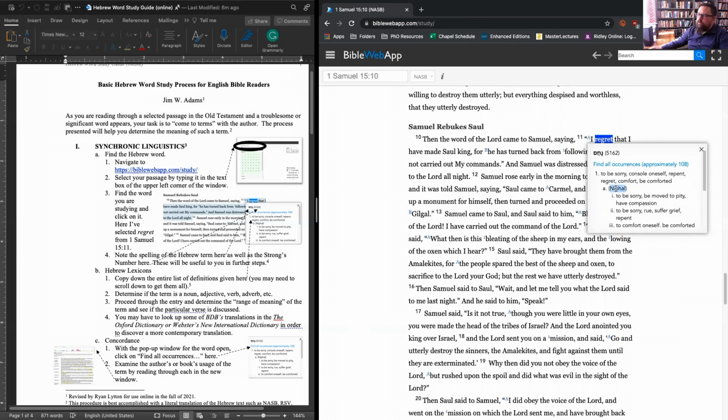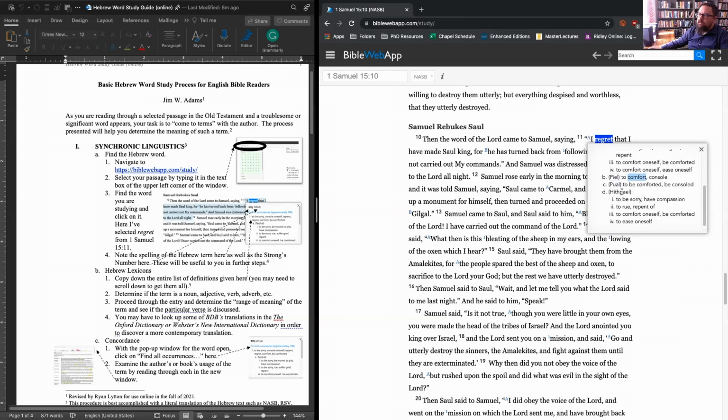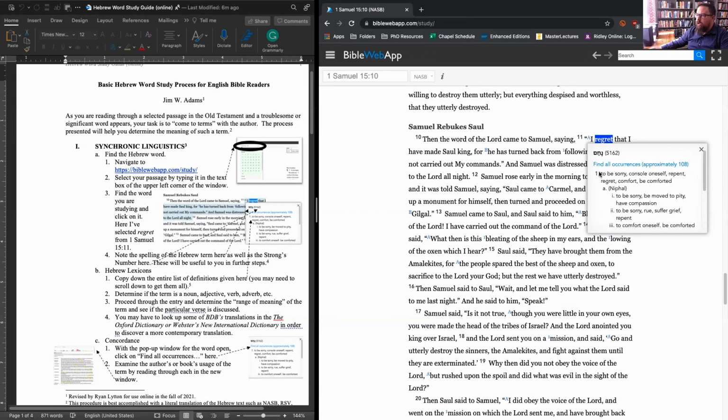Okay, so nifal tends to be a passive sense, and so to be sorry, to suffer grief, to comfort oneself. PL tends to be active as opposed to passive, and also tends to be intensive. And so this isn't to be comforted, but to comfort, right? And so that's how all of those work.